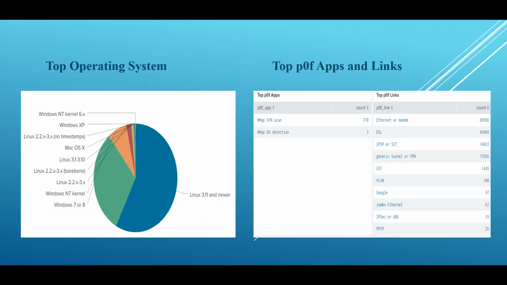Top operating systems. Most of the attacks are performed using Linux 3.11 and Windows 7 or 8 operating systems. Using the p0f sensor, passive fingerprinting is done, and the top operating systems and applications using which the scanning and attacks are being performed are detected. Top p0f apps and links. Port scanning applications such as Nmap SYN scan and Nmap OS detection are used. Ethernet and modem are used in the top p0f links by the attacker.